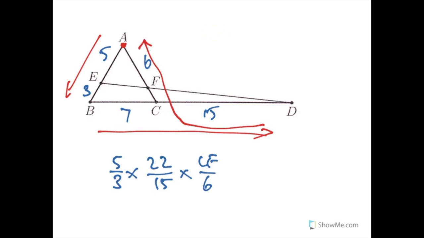So by looking at these 6 line segments in this order, we can very easily find the Menelaus' theorem equation in this case. And we can solve for CF. And we would find that in this case, CF is equal to 27 over 11.